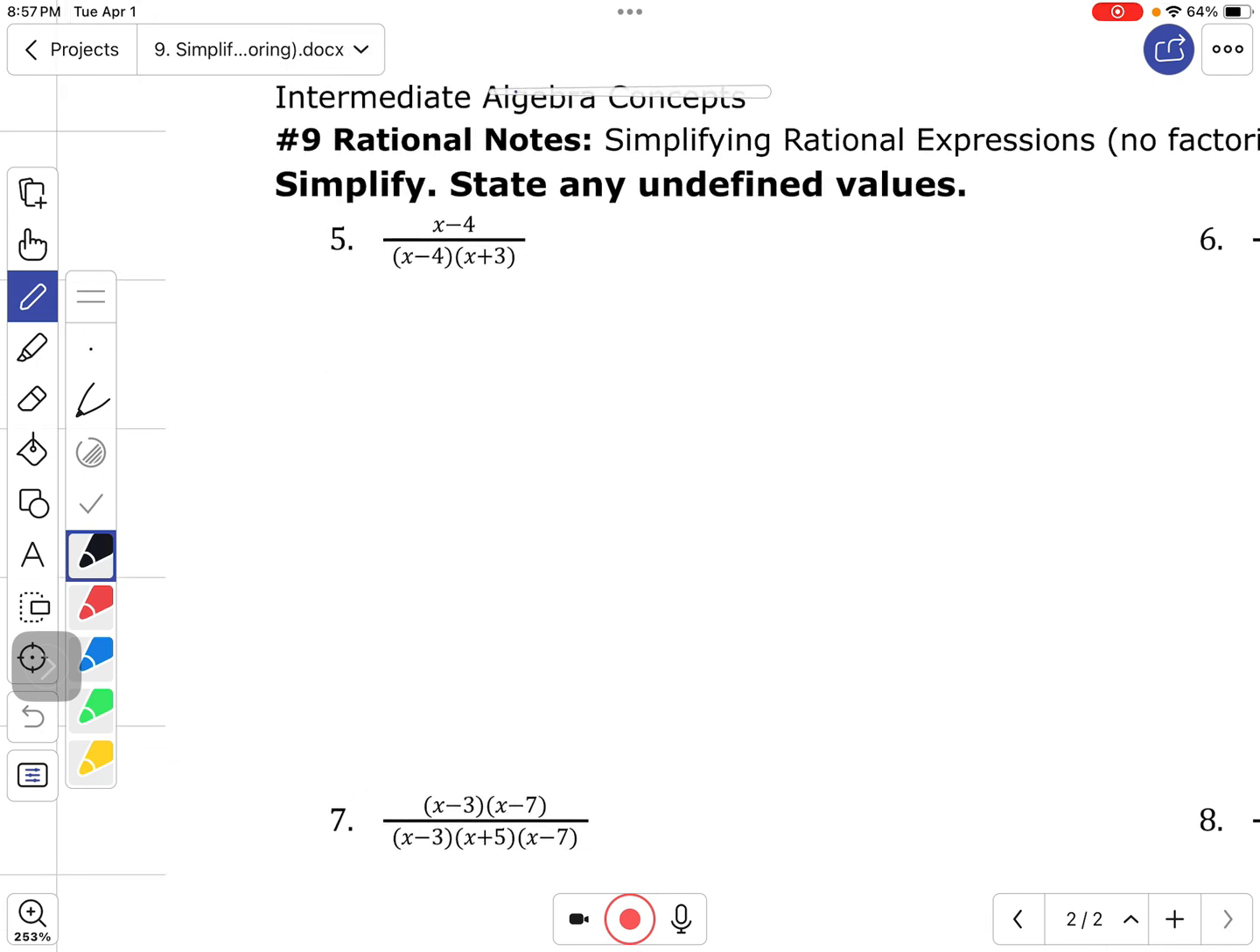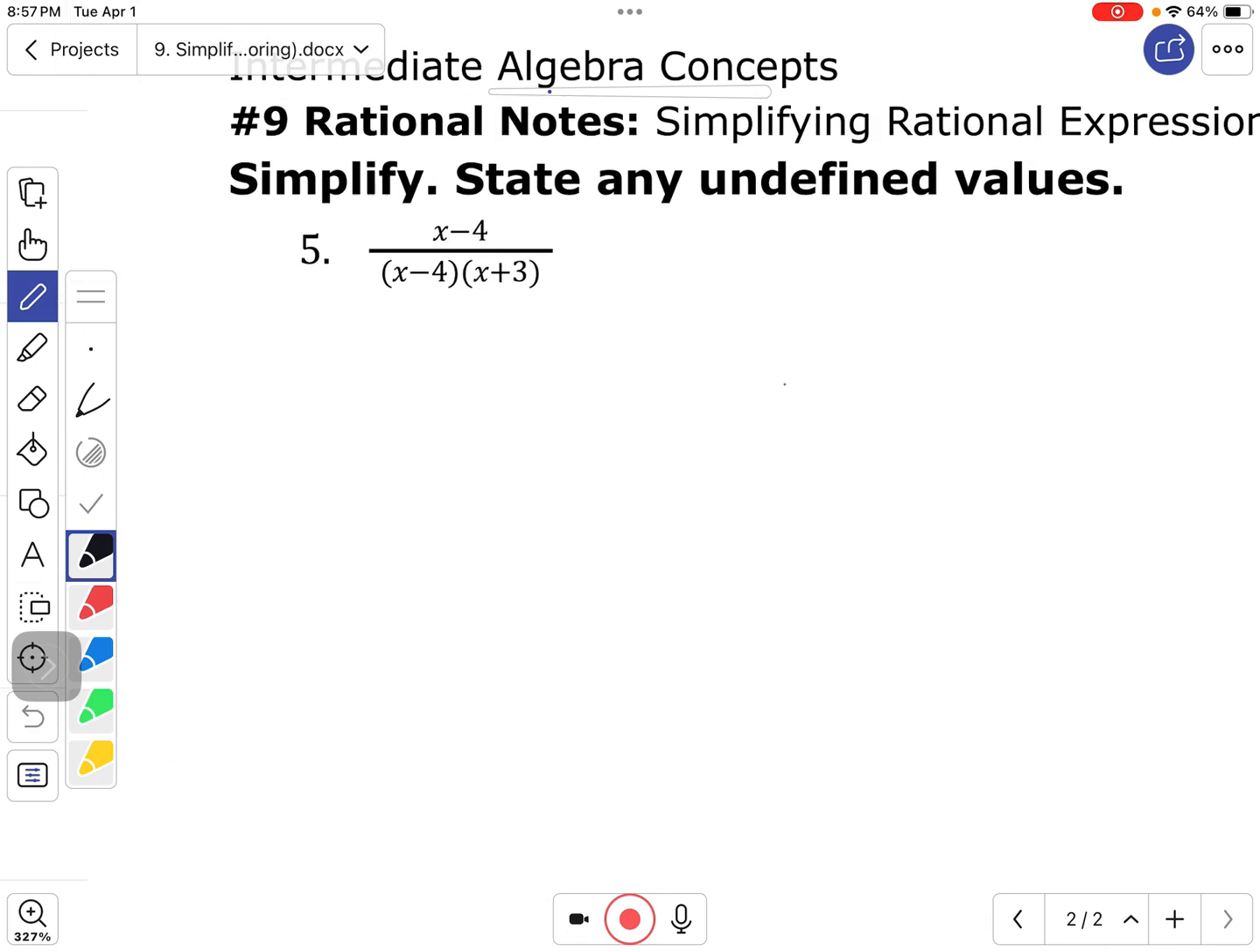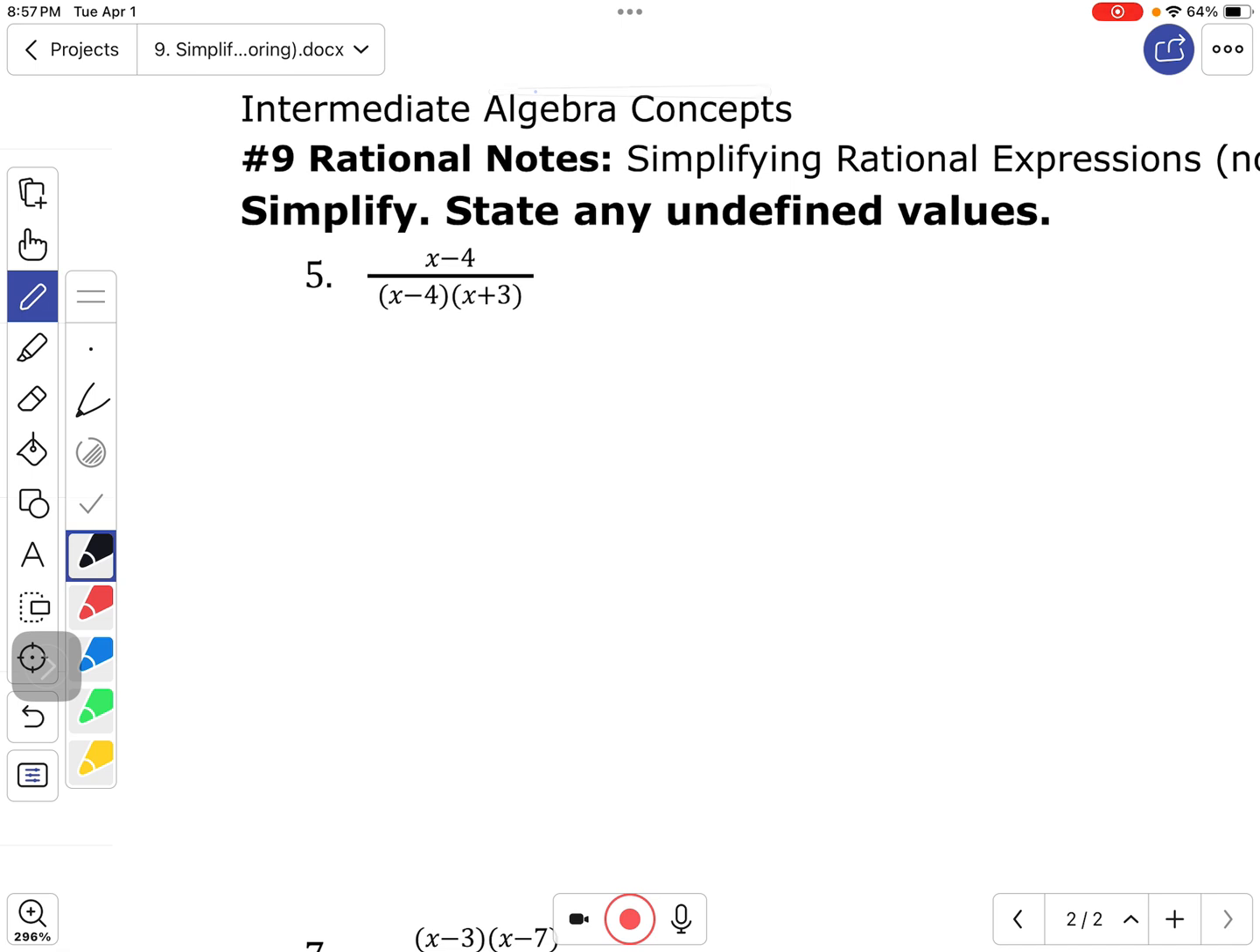Okay. So right away, I would want to state undefined values first before I cancel things out. So when I look at this first one, I'm just going to take the opposite, and then I'm going to take the opposite of that one. So I'm going to say x cannot equal, and x minus 4, it's a minus 4, so it's going to be the opposite. It's going to be a positive 4. And then x cannot equal, it's a positive 3, so now it's going to be opposite. It's going to be a negative 3.